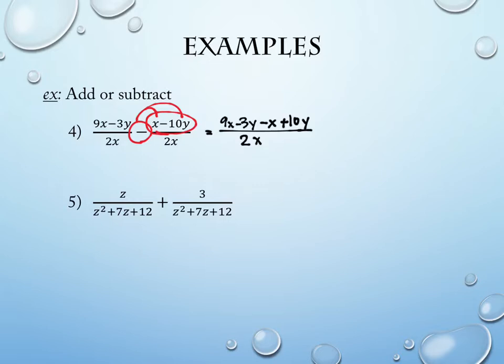At this point, we will combine what we have that's alike. So what do we have on top? 9x and negative x. Okay, so the 9x and the negative x, what will those combine to be? 8x. What else do we have that's common terms on top? Negative 3y and positive 10y. What will those become? 7y. Yep, positive 7y.